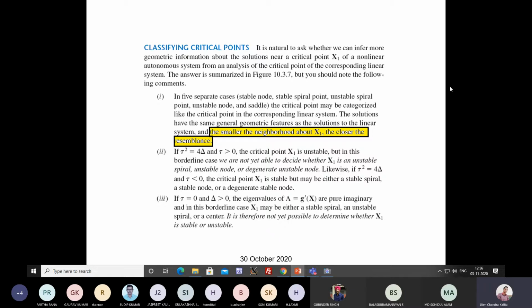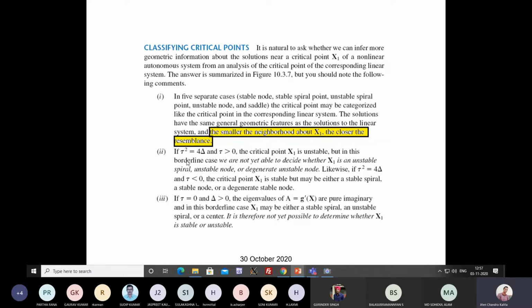Now this is important. The solutions have the same general geometric features as the solutions to the linear system. And again, this is very, very important: the smaller the neighborhood about x1, the closer the resemblance. This I have already explained, why it is likely to happen.